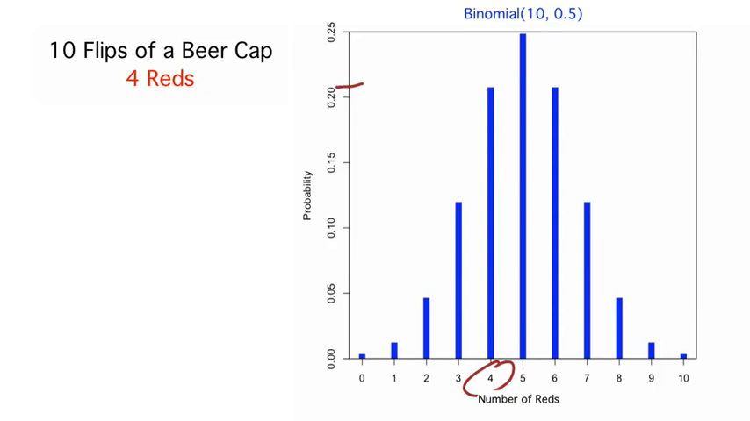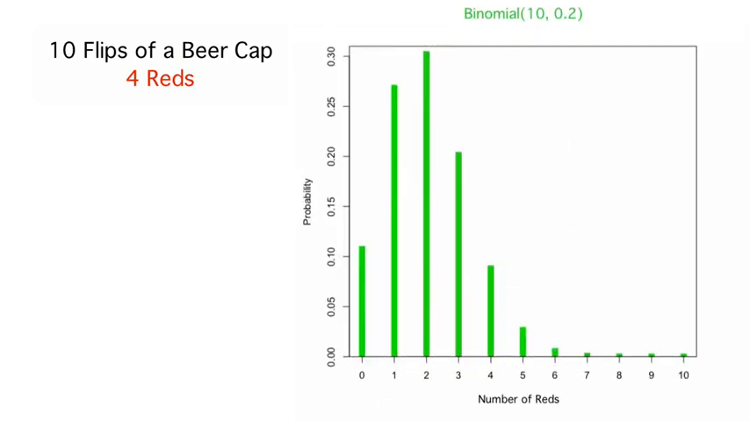And even if flipping a beer cap is not 50-50, say there's only a 20% chance of getting a red cap, then we'd have this sampling distribution, which comes from another binomial distribution with 10 flips, but now a probability of 0.2 of seeing red. And getting 40% reds still seems reasonable.